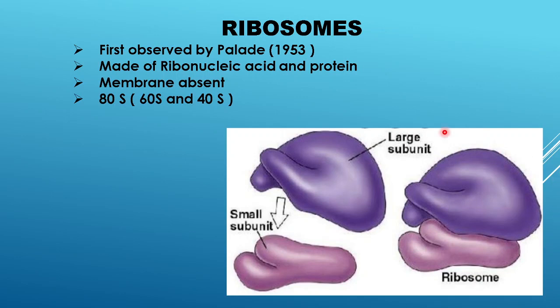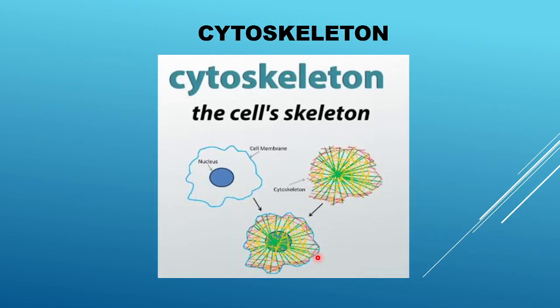Now the complete unit is 80S. Already we have explained what Svedberg's number is and how we get this number. We have already discussed it in my previous lectures. So the whole unit is 80S. Individually they are 60 and 40 as Svedberg's number. Function: to synthesize proteins.